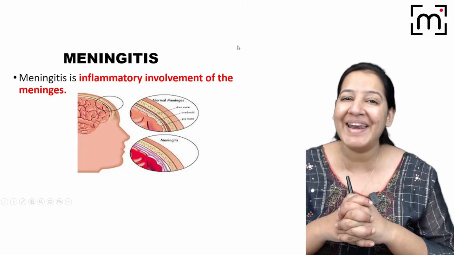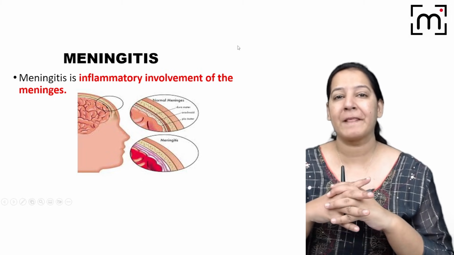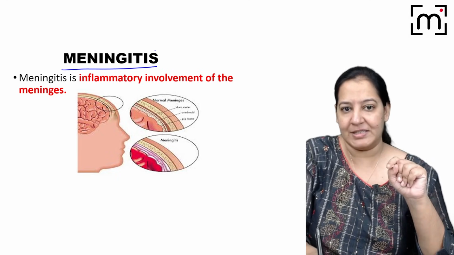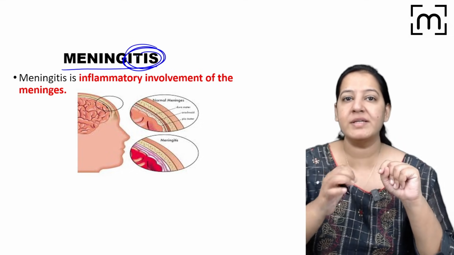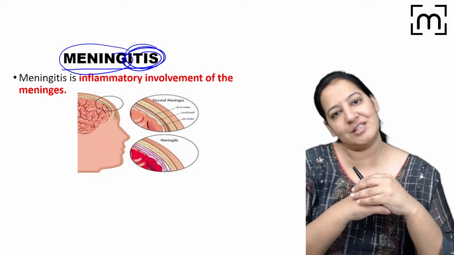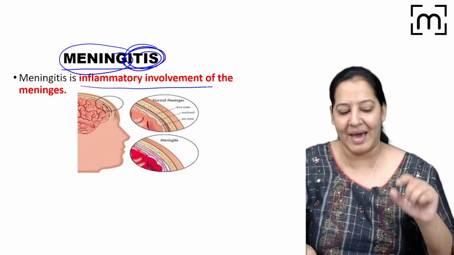Now, if you got the orientation about the meninges and the spaces related to them, let's talk about the topic meningitis. So, meningitis: you can see the suffix itis. What is itis? Itis is inflammation. So inflammation of the meninges is known as meningitis, an inflammatory process of the meninges.